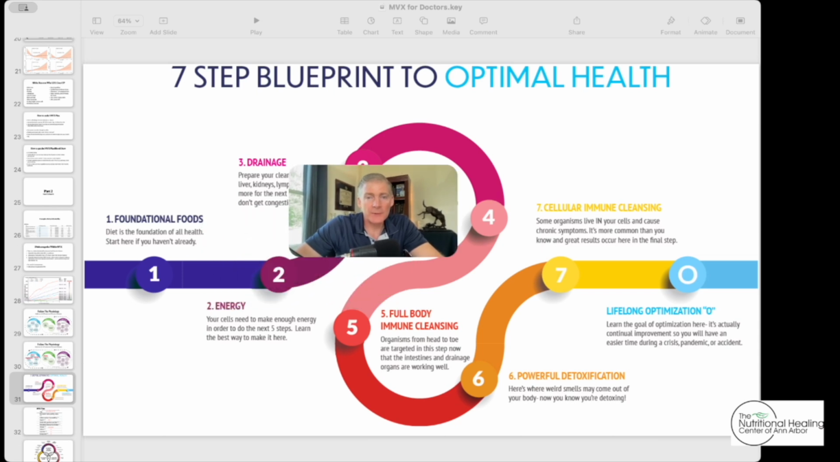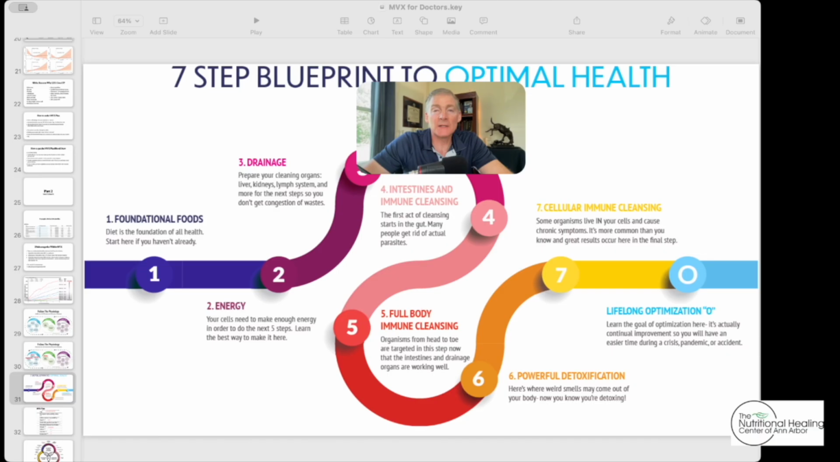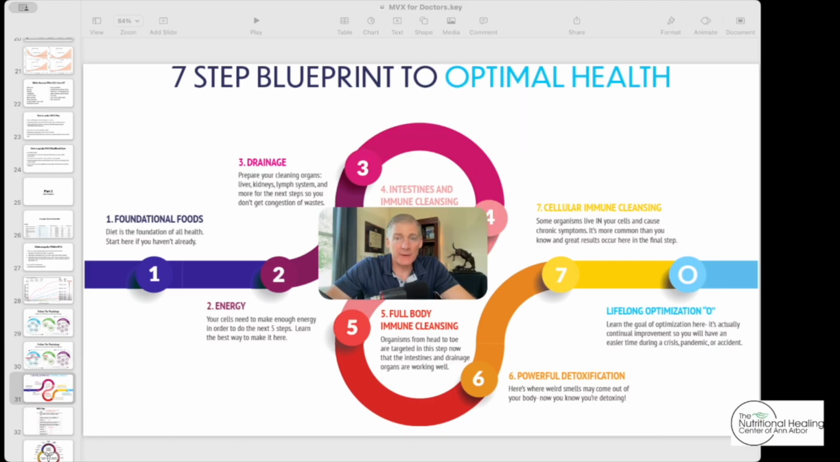And then over here, number 4, we have below me, intestines and immune cleansing. So these are supplements that clean your gut out, and you get out ropeworms and mucoid plaques and all kinds of garbage. It's a physical cleansing of your intestines. And then at step 5, we have the full body immune cleansing. So that means getting rid of organisms from head to toe. That includes bacteria, viruses, more parasites, candida, stuff like that.